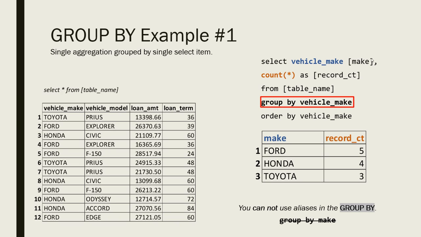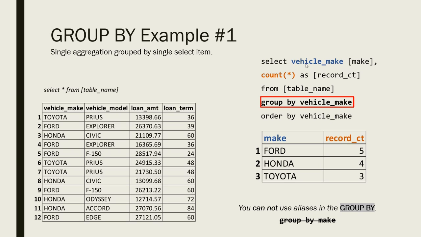Just to walk through a couple other features of the fictitious query, we have an alias of make for vehicle make, and then we also have an alias of record underscore CT, shorthand for record count. So those two fields, your vehicle make and your count star, with aliases make and record count, are what's displayed in the output.